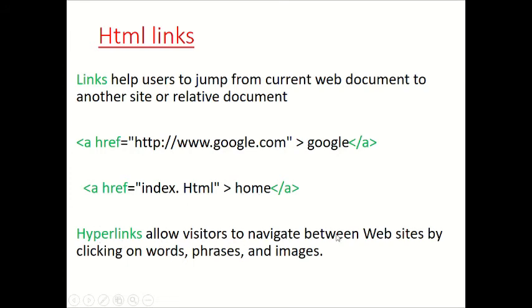A hyperlink allows visitors to navigate between websites by clicking on a word, phrase, or an image. You can put a link on a word. That is what I'm doing right now, here, home. It can be a phrase or an image. One thing with a link is you can have it as a picture, you can have it as a word, or you can have it as an image.